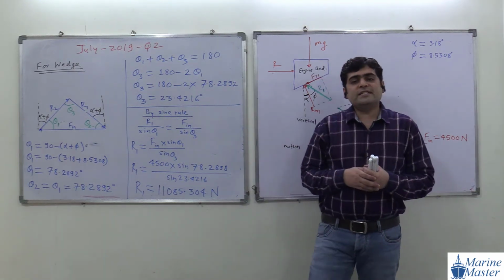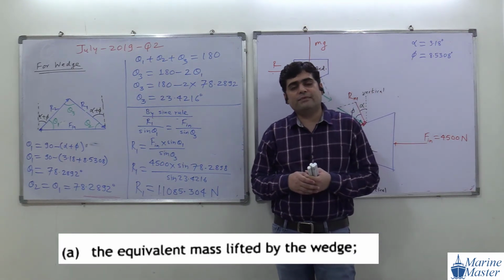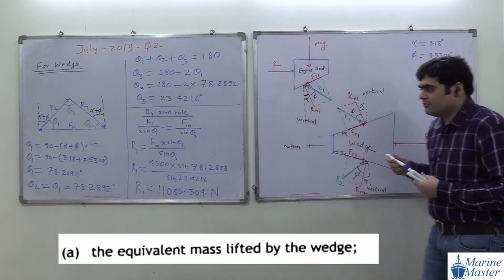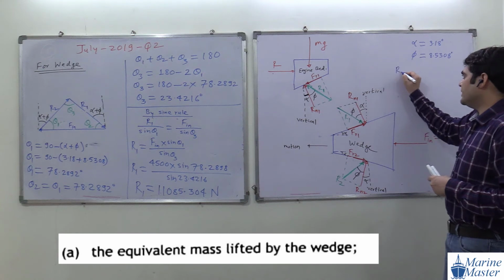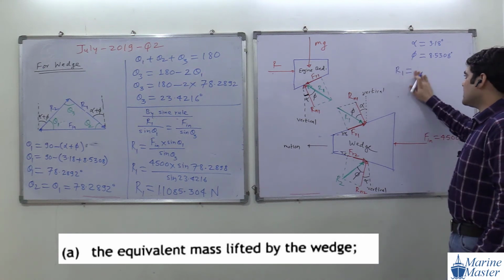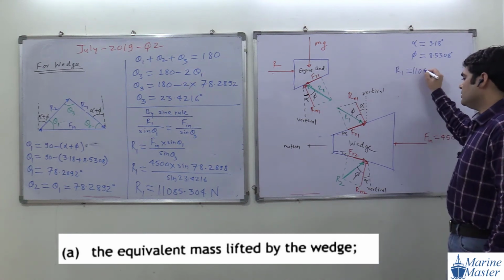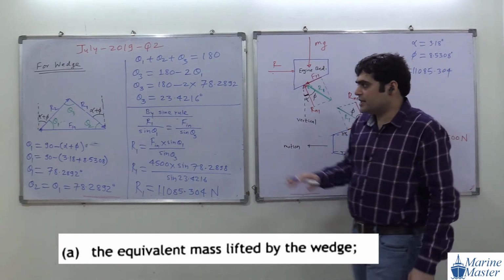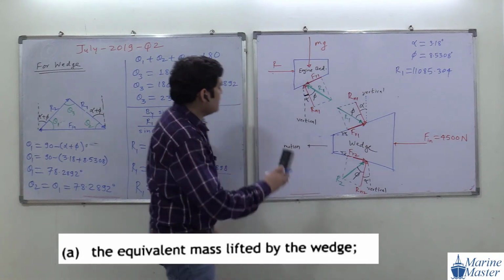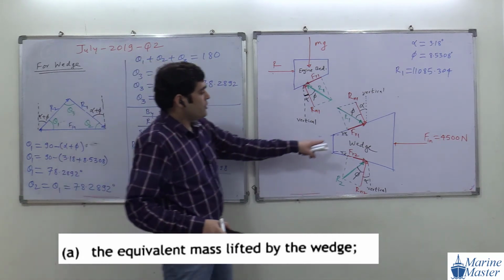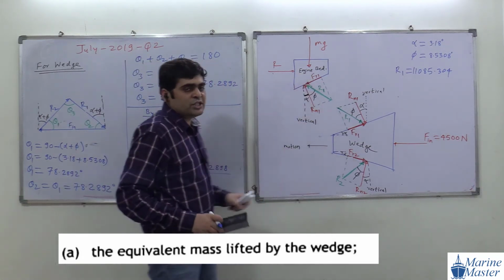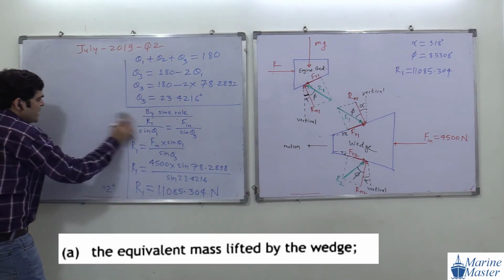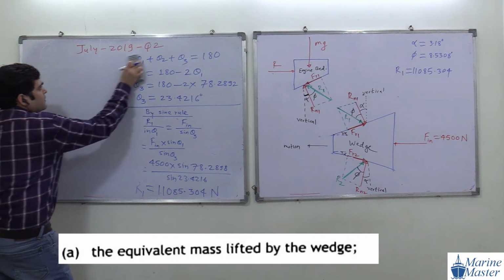So what is our target here, guys? We have to find out mass m. For mass m we calculated R1. I am writing here for my reference. How much R1 did we calculate? 11085.304 Newton. We calculated R1 by using the wedge. Now we will come to the engine bed plate. Let's try to see the scenario here. The story is very simple, not that difficult.